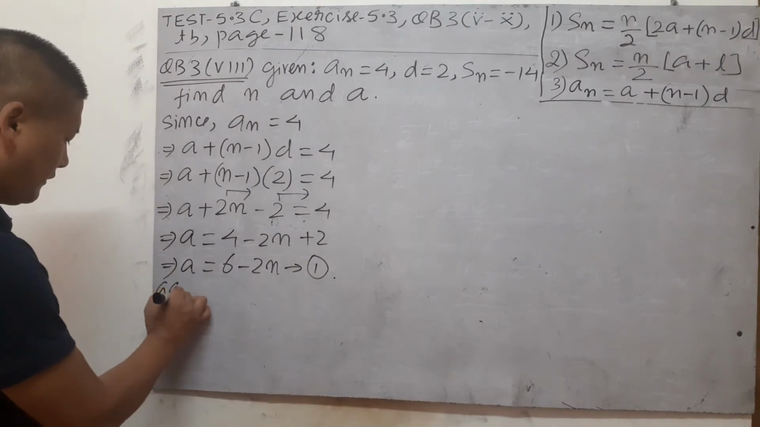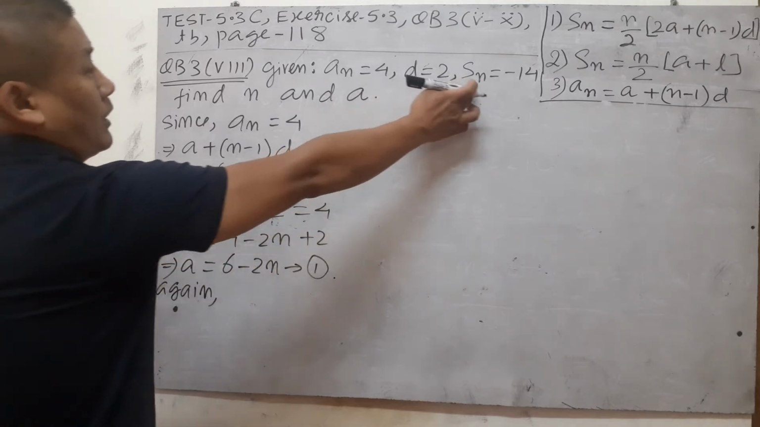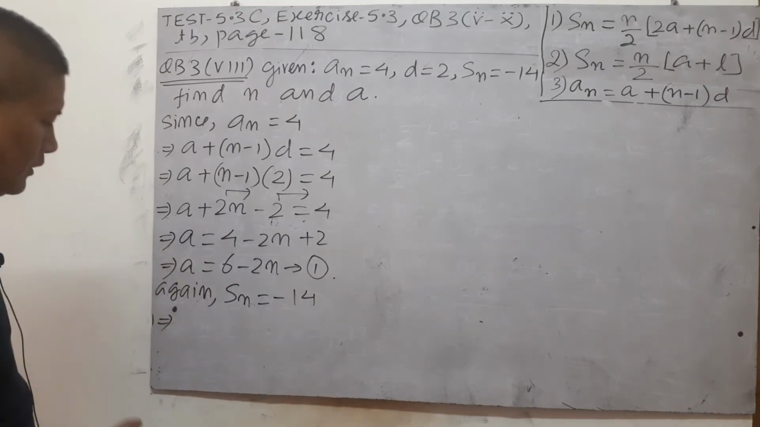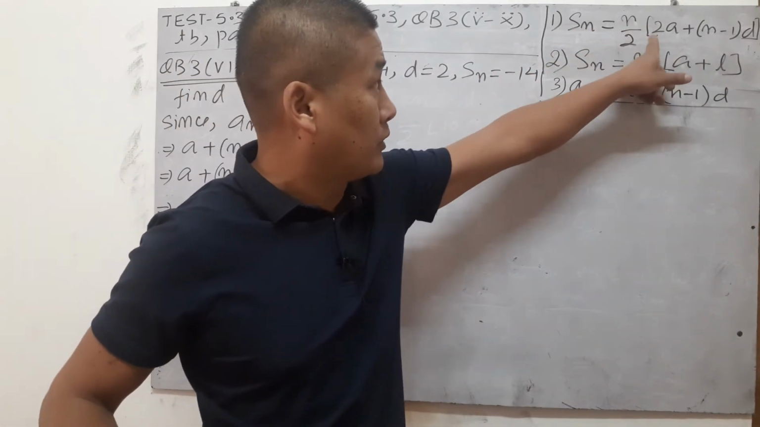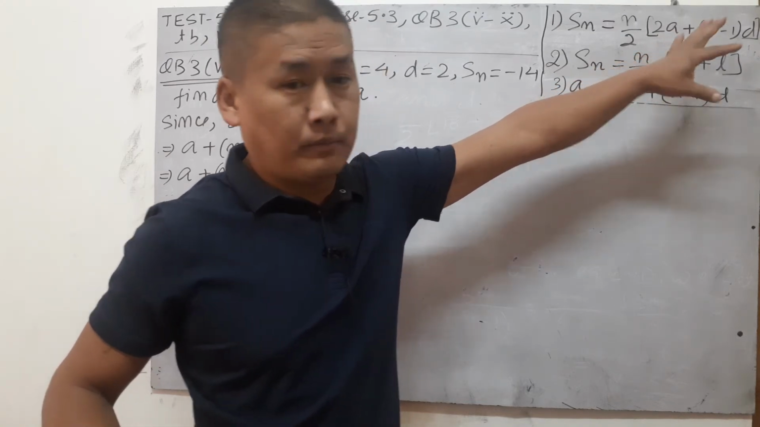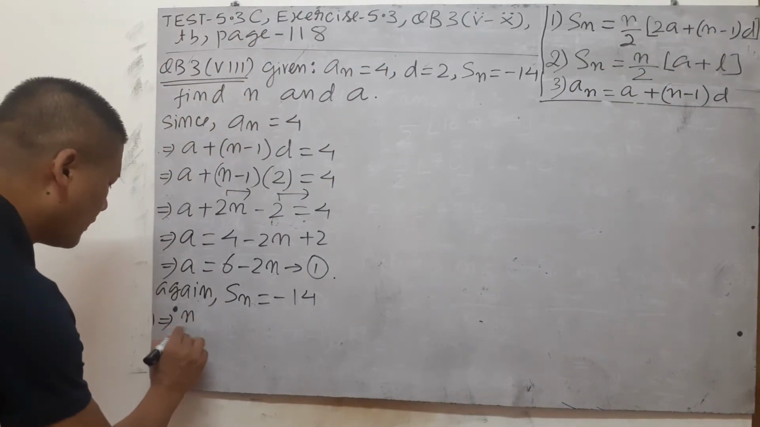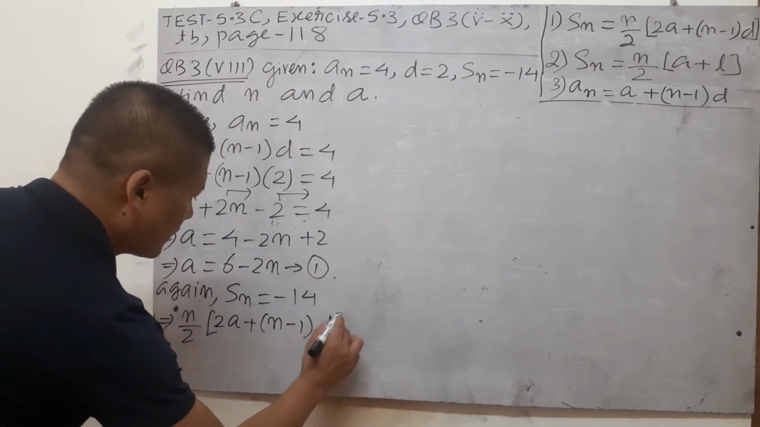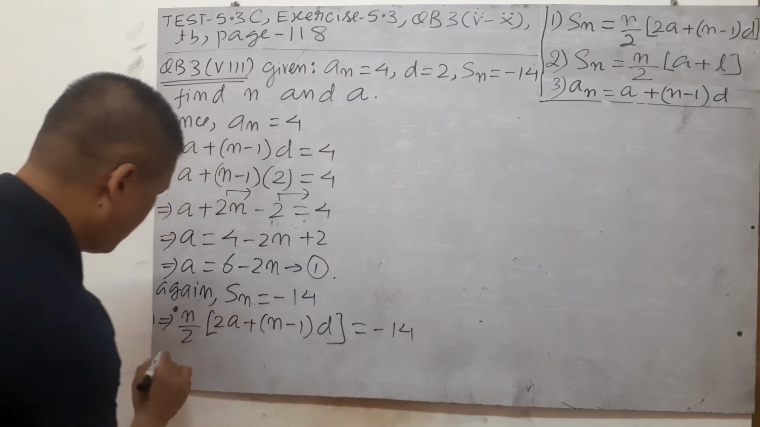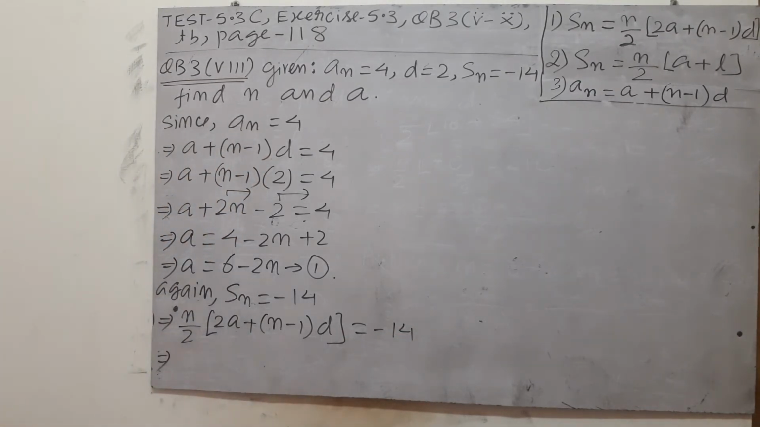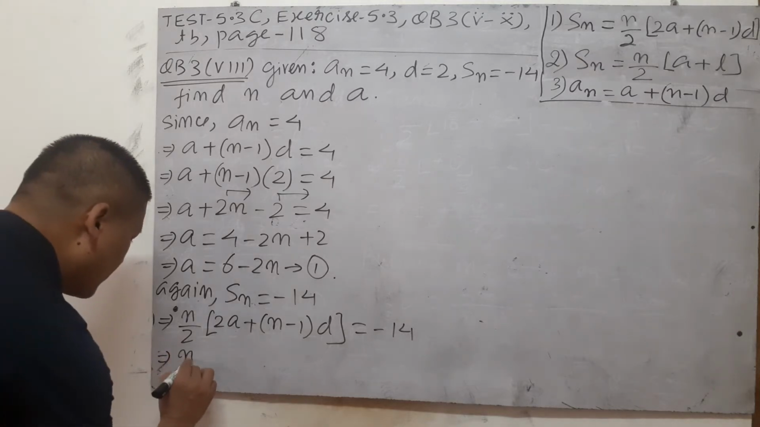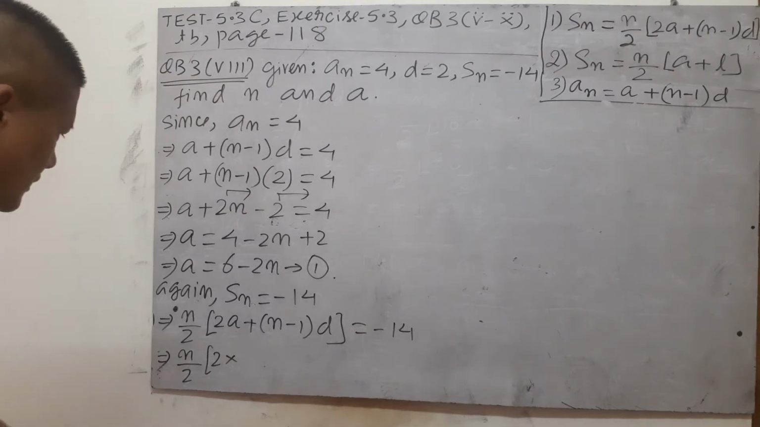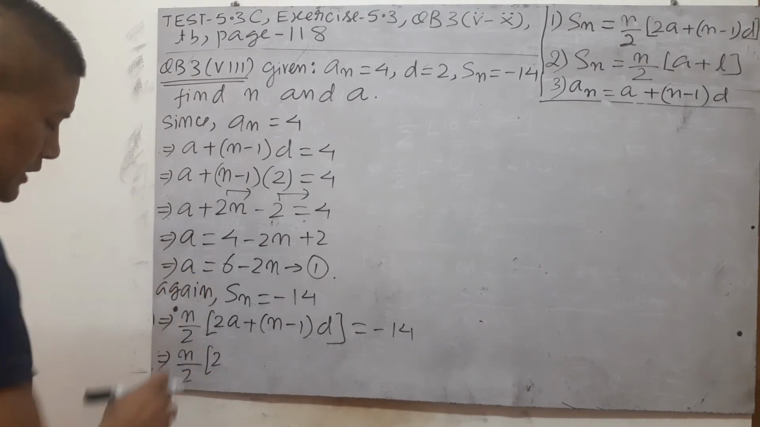Then again, another one is given: the Sn value, the sum of n terms, is equal to minus 14. For this Sn, let's use the first formula, n by 2 into 2a plus n minus 1 into d. So n by 2 into 2a plus n minus 1 into d is equal to minus 14. We don't know yet, so just write n by 2 into 2 into a. We can replace this a here.